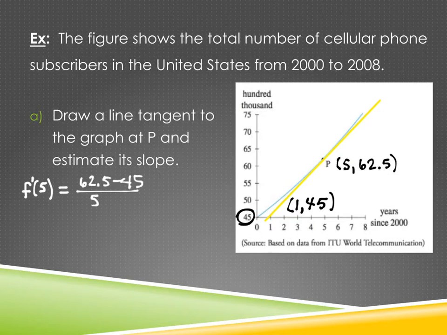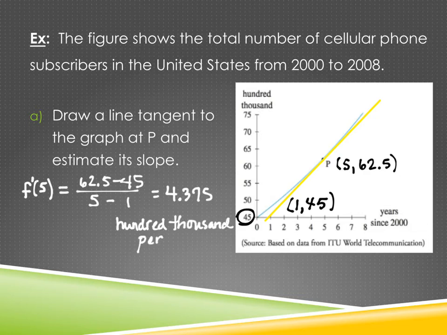62.5 goes along with the x value of 5. 45 goes along with the x value of 1. What is 62.5 minus 45, and then divide by 4? 4.375. And we have units, so we're going to write them down. What are the units for this particular slope? 100,000. That's part of it. Per year. Good. 100,000 per year.